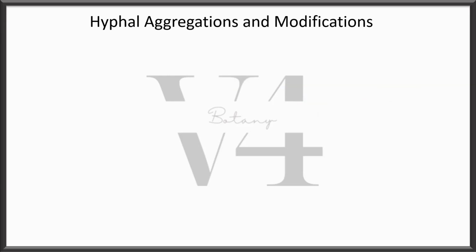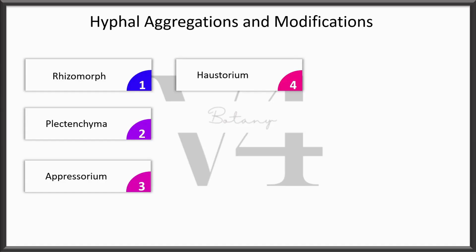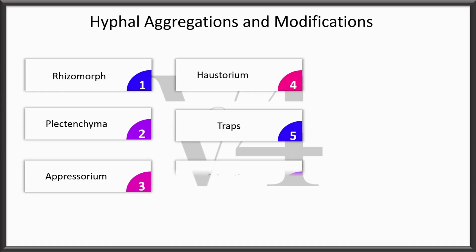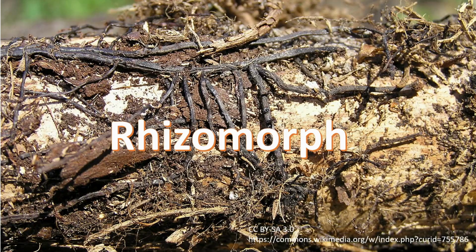So in this video, we are going to study a total of 7 hyphal aggregations and modifications, starting from Rhizomorph, next Plectenchyma, Appressorium, Haustorium, Traps, Sclerotium, to the last one, that is Stromata. So let's begin with the first hyphal aggregation and modification, that is Rhizomorph.